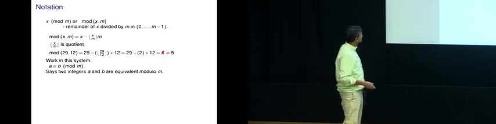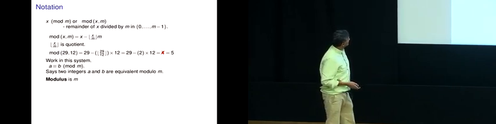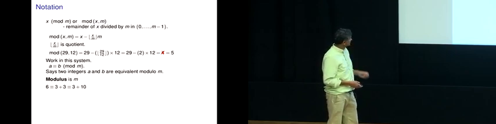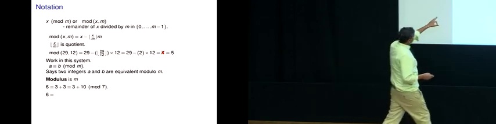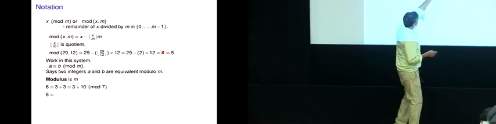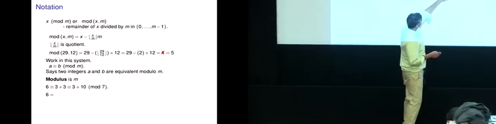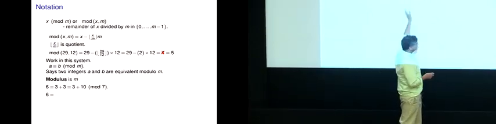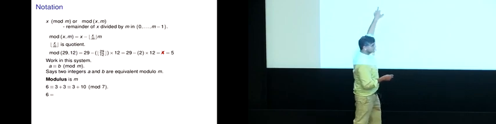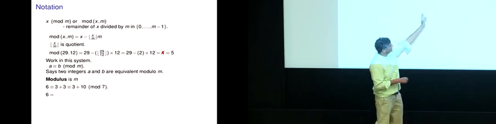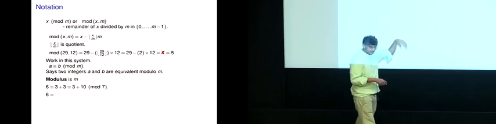It's 5. Okay, so it says 2 integers A and B are equivalent mod m. Modulus is m. That's what we call the modulus. 6 equals 3 plus 3 equals 3 plus 10. Now, this is what we do. We don't say 6 mod m is equal to 3 plus 3 mod m, which is equal to 3 plus 10 mod m. The whole system is we're working in this arithmetic. And I'm using 3 equality signs here, but it's not important. You can use 2. It's not a big deal. But we generally put the mod way out at the end of the equations just to make it cleaner.